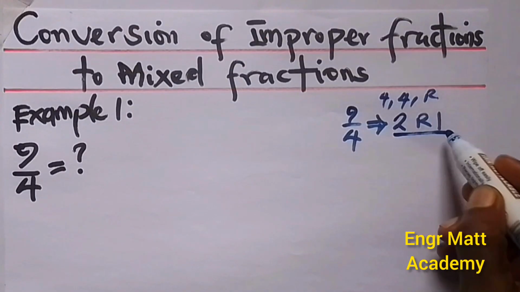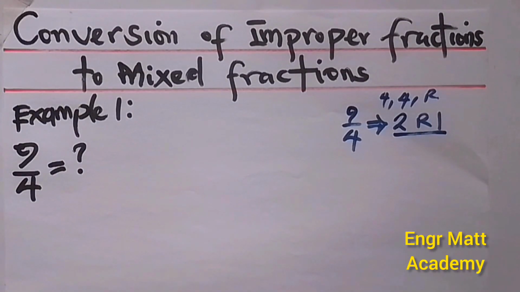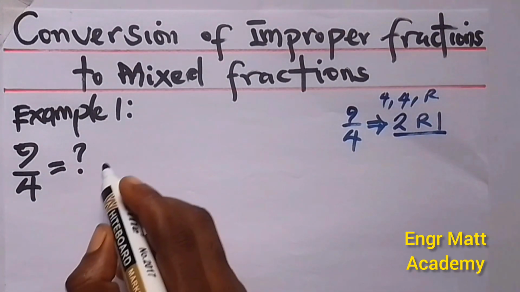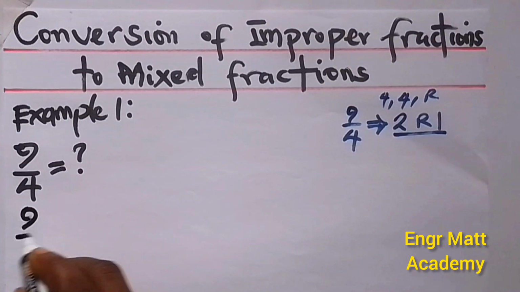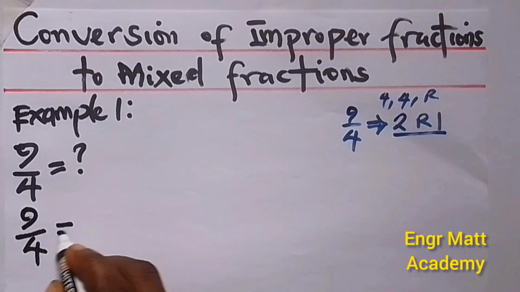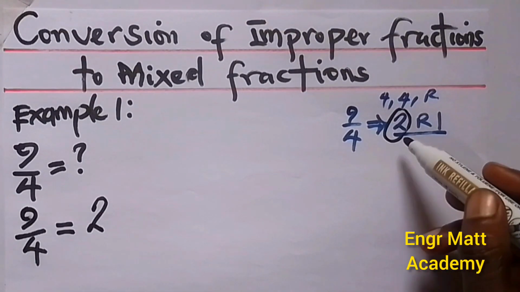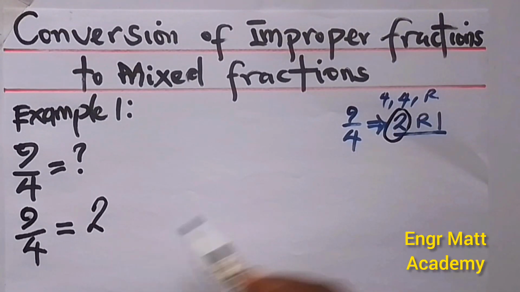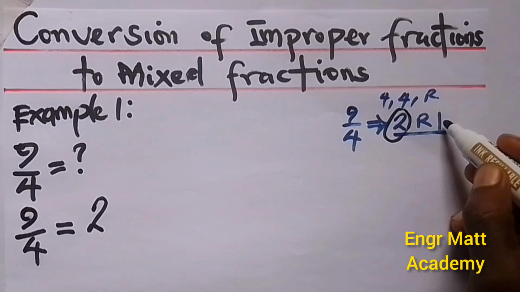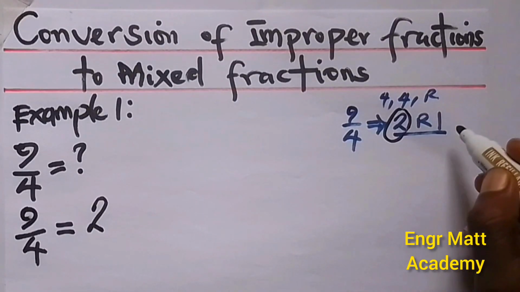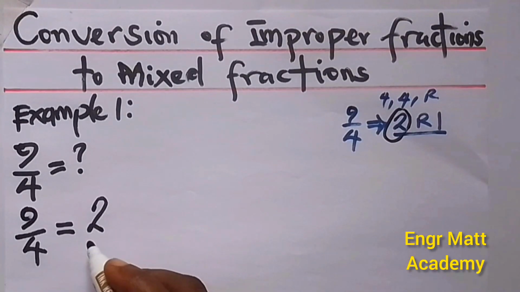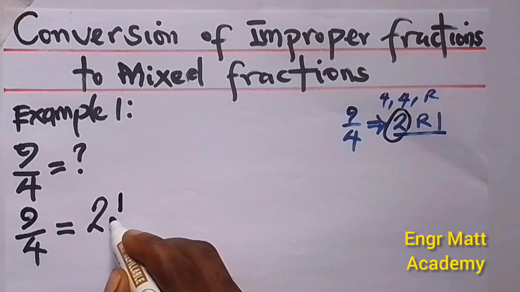Once we have this, the problem is solved. We say 9 over 4 is equal to 2 whole number. 2 becomes the whole number. The remainder becomes our new numerator. So we say 2 whole number 1 over 4.